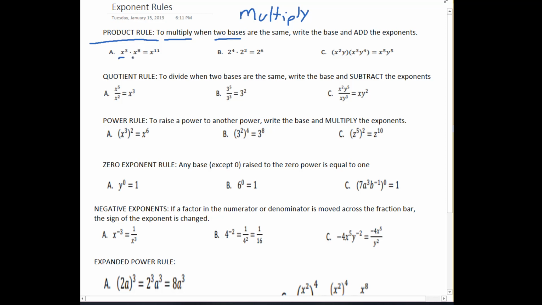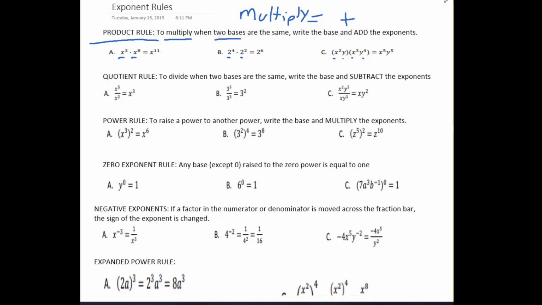And the base would be like the x in this problem number A. In problem B, it would be the 2's. In problem C, you would have an x and a y and an x and a y. So they're the same base. If the two bases are the same, then you can add the exponents when you multiply. So real simple. When you multiply, you add. So when we multiply, we add. So remember that. Multiplication is add.